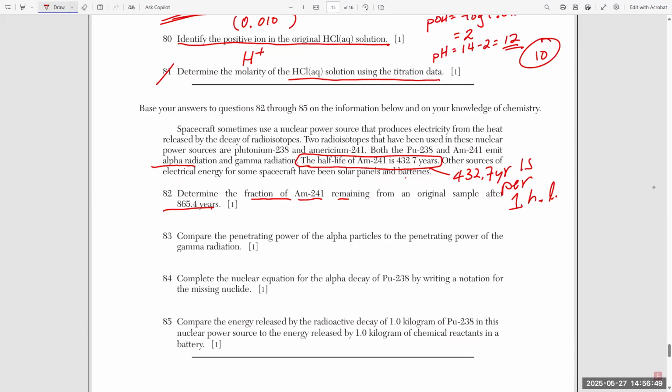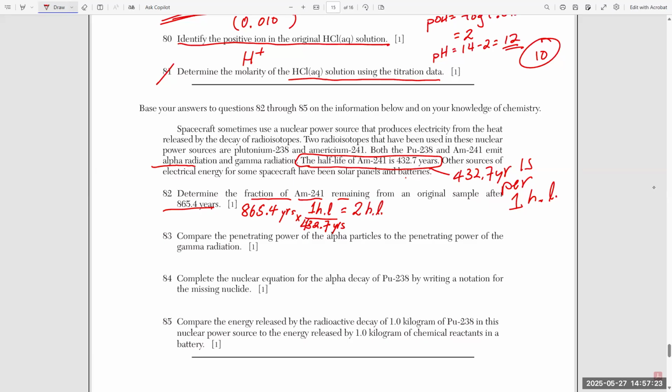So what does that mean? We've got to figure out how many half-lives there are, right? So it's 865.4 years, right? You're going to divide by 432.7 years, which is 1 half-life. What does that get you? That gives you 865.4 divided by 432.7. That gives me exactly 2 half-lives, right?